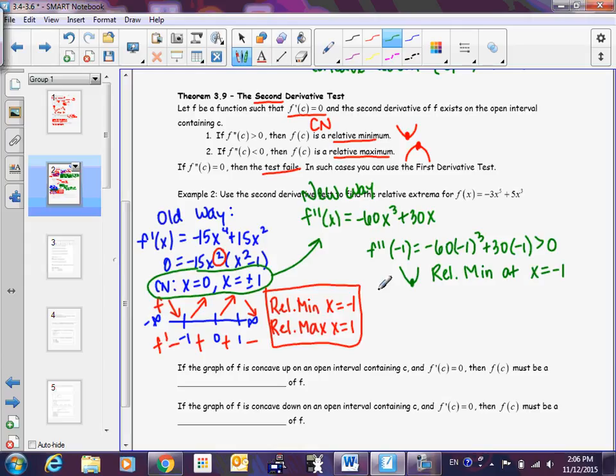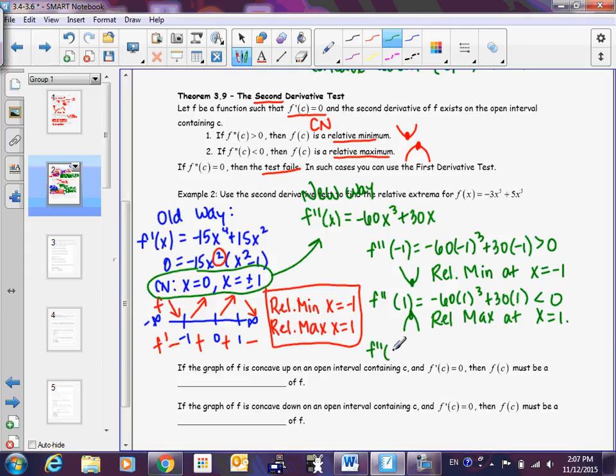Okay, let's test 1. So that'd be negative 61. What about this result? Negative, right? So if the second derivative is negative at x equals 1, that means concave down. And you can even just tell by the picture, that's a relative max. So this is not something you have to memorize. It's really something you can draw and figure out.